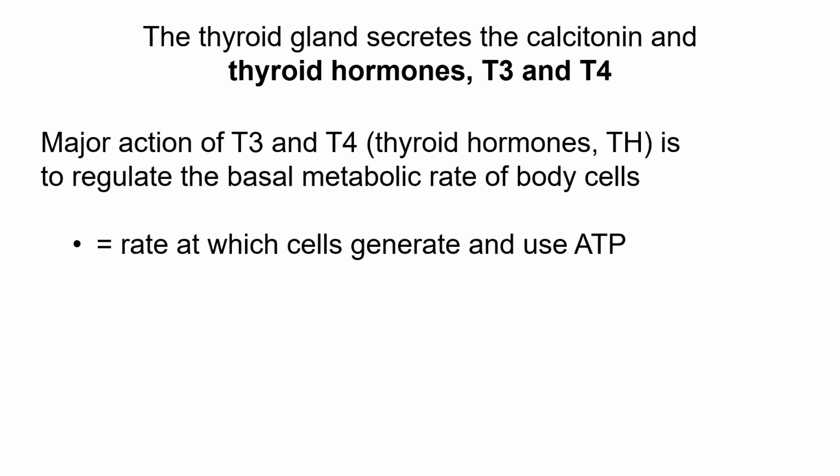The thyroid hormones are T3 and T4, and they are important in determining your basal metabolic rate. And by that, I mean the rate at which your cells manufacture ATP and use ATP. Almost every cell in your body has receptors for T3 and T4.